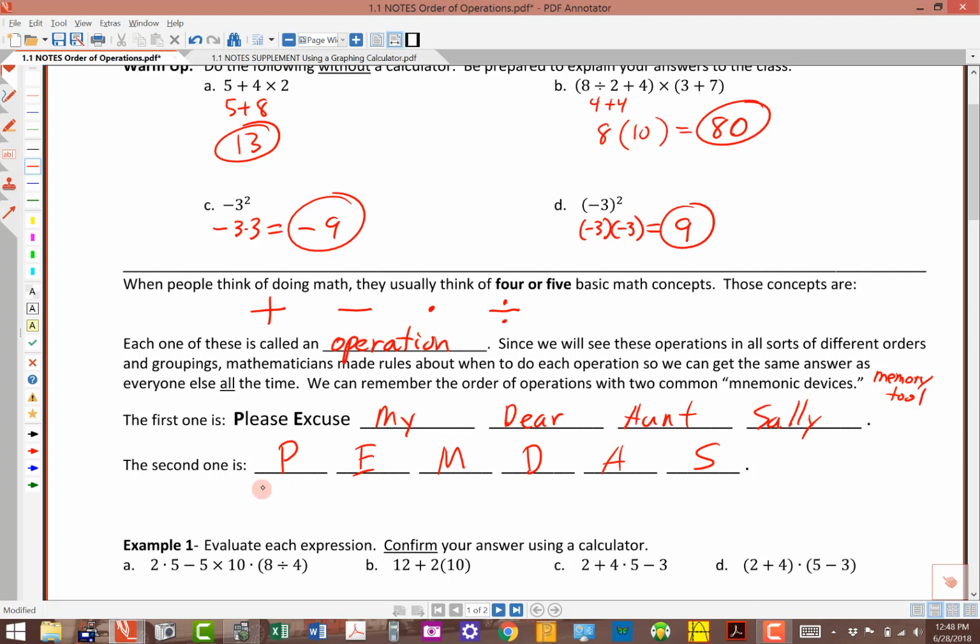And what they stand for is the order in which we're going to do operations. So the P stands for parentheses. So I'm going to put a set of parentheses, and I'm just going to write parens down here. E stands for exponent, and when we talk about exponents, we're talking about raising a base to a power. So I'm going to show a little example like that.